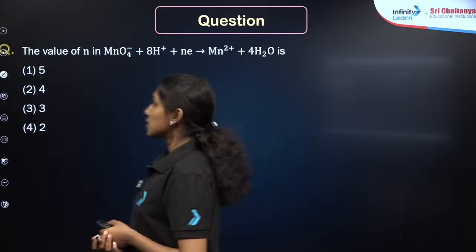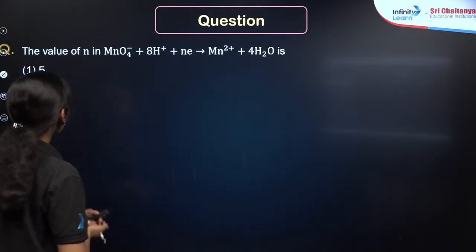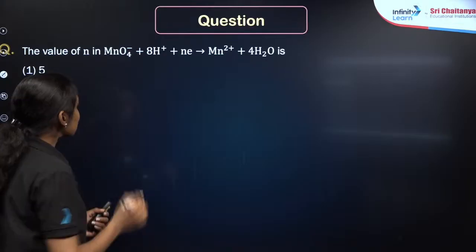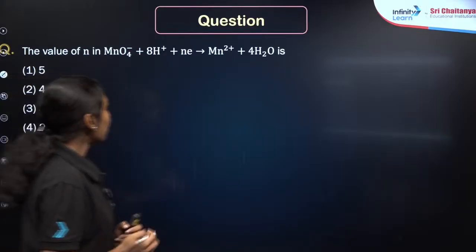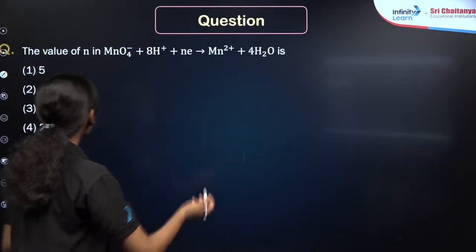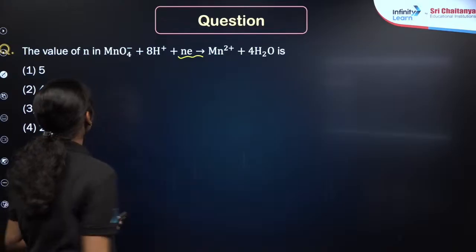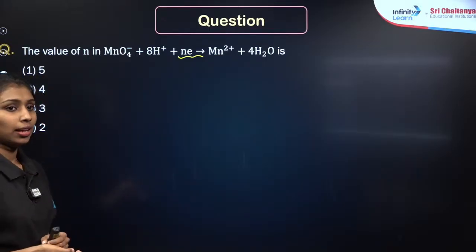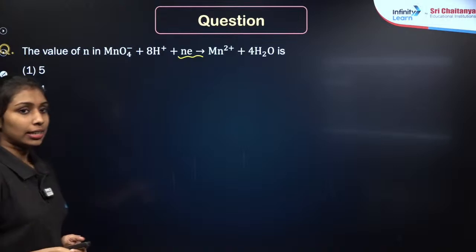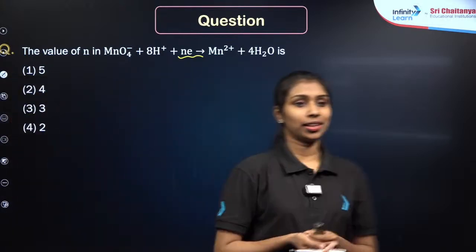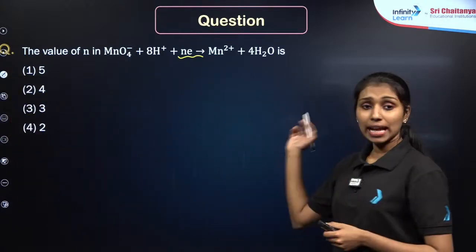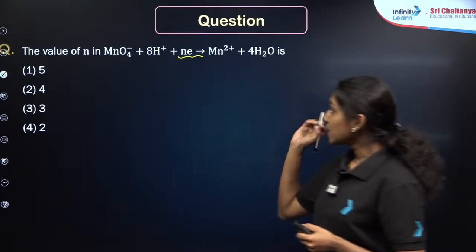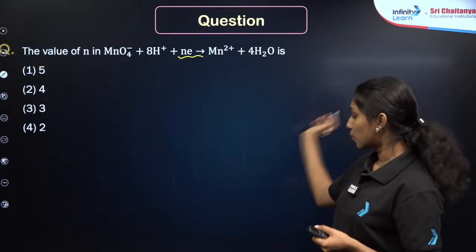Again here is the next question. Find out the value of n in this particular reaction. Given here: MnO4 minus plus 8H plus plus n electrons gives Mn2 plus plus 4H2O. What will be the number of electrons present over here? Yes, Anish, you are correct. What will be the answer here?